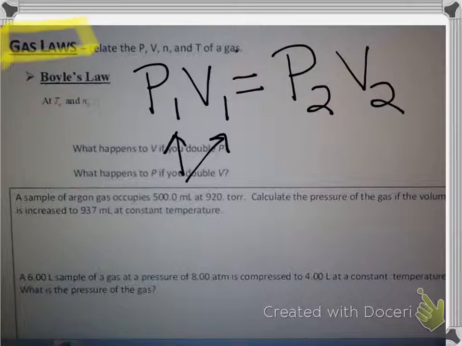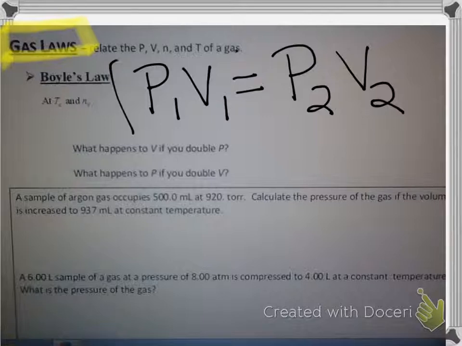So let's say that the volume changes. Well, that's going to change the pressure inversely proportional. So you'll have a new set of conditions. If the volume changes, the pressure also changes if temperature and moles are held constant. So we're going to use this equation.